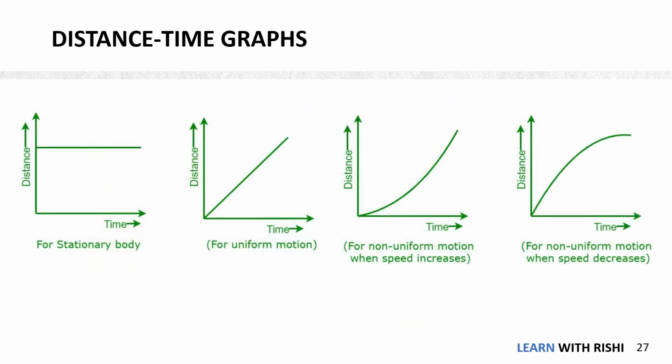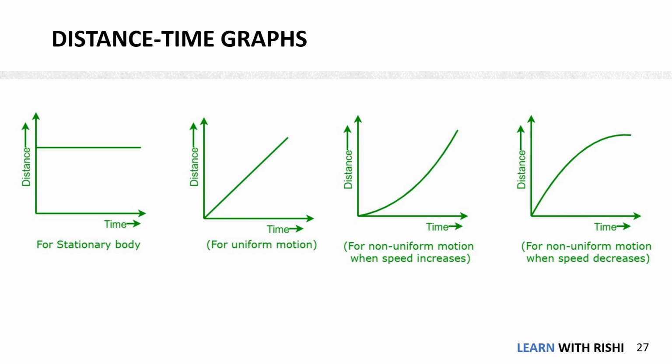So here we have a summary of distance versus time graphs for different cases. The first case is for a stationary body. If the body is stationary, it is not moving. Though the time is running, the distance will be the same. So this graph is parallel to the x-axis. The second case is for uniform motion. If a body is covering equal distance in equal intervals of time, the graph plotted will be a straight line graph.